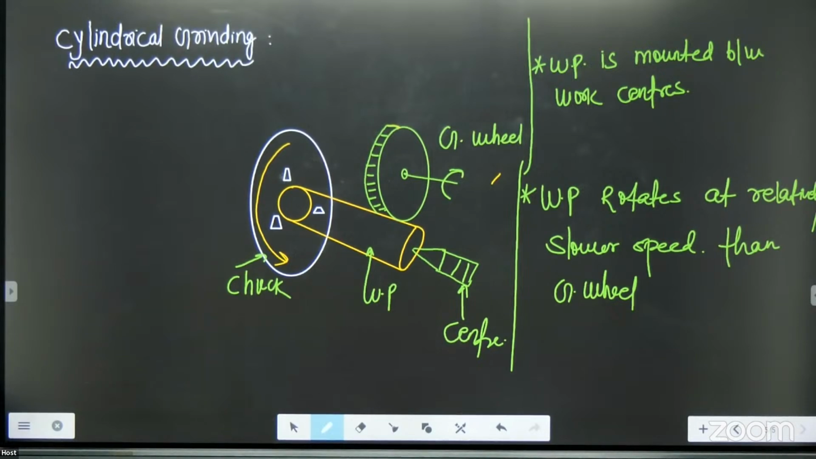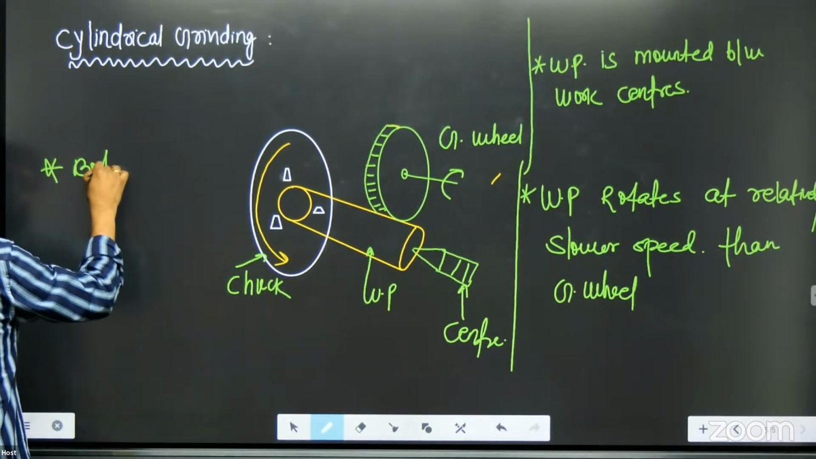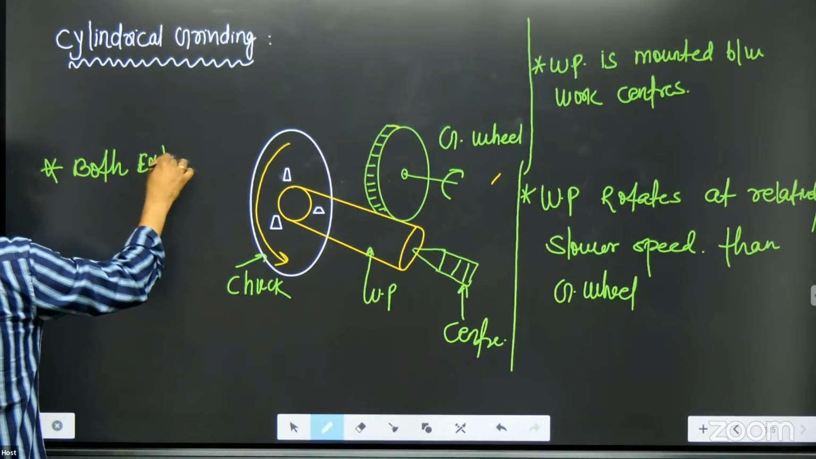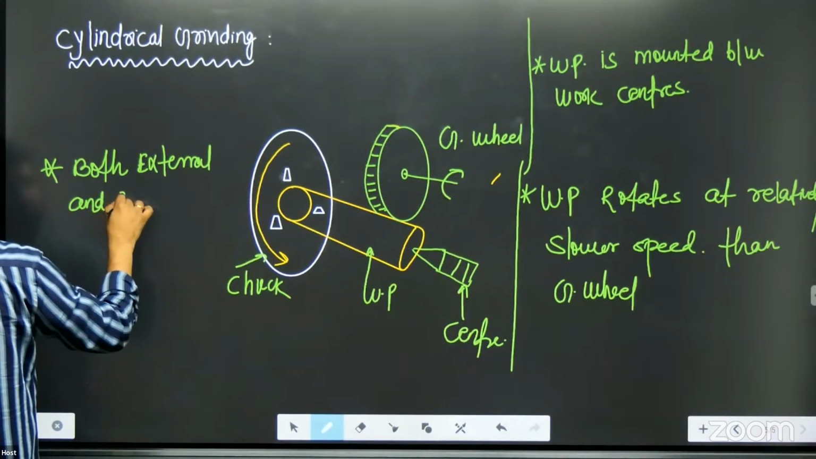Okay, but my dear, if required, the same thing can also be used for internal surface grinding. For that, just the holding setup will change. So such sort of grinding machines are available, which can do both external and internal grinding, but mostly suitable for external grinding only.